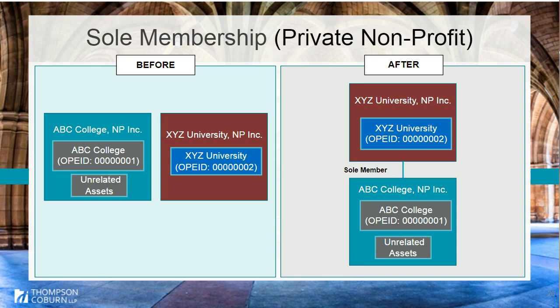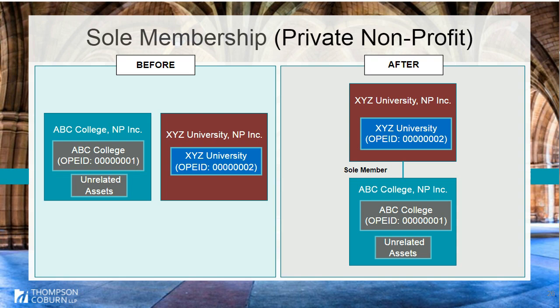And so what happens here is XYZ University, instead of acquiring the assets of ABC College, which you saw a couple of slides back, what they're going to do is they're going to say, we're going to sign an agreement. And ABC College, pursuant to this agreement, ABC College Nonprofit, Inc., is going to amend its articles of incorporation and its bylaws and its various governance documents. And it's going to turn itself into a sole member nonprofit corporation. And then, at the same time, they're going to agree to make us, XYZ University, the sole member, right?